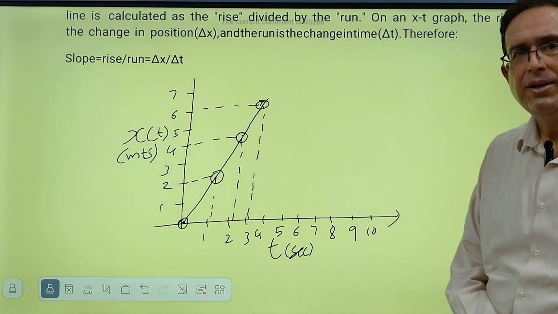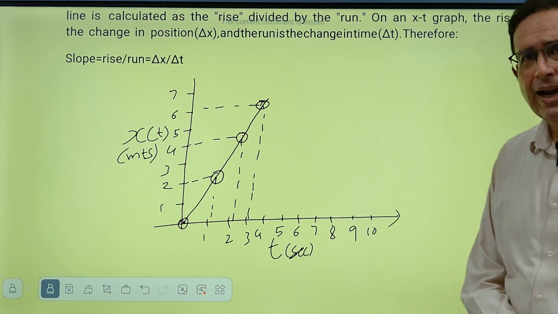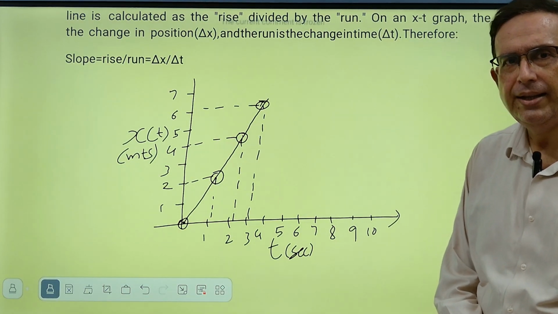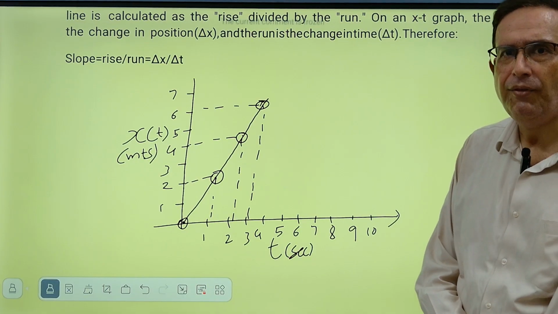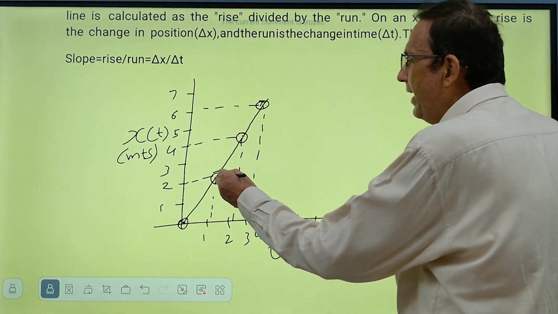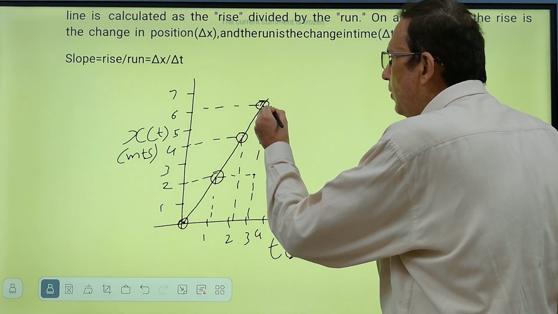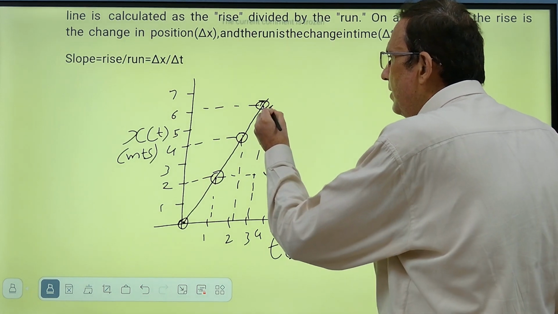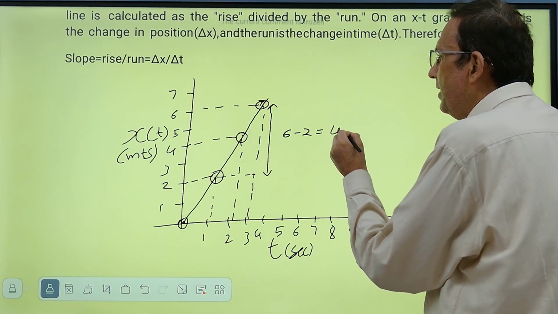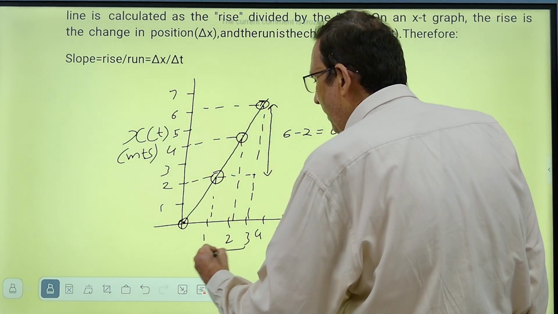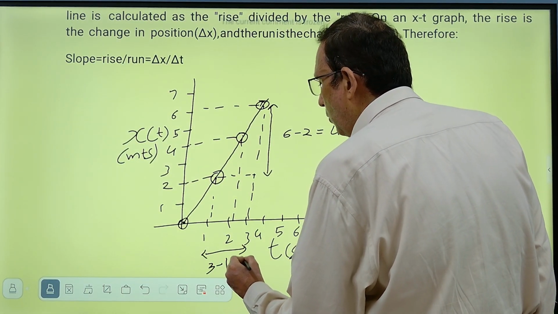So from this graph, you would know what the slope of this graph would be. It's a straight line graph which represents uniform motion, and in that uniform motion, the slope of the graph, which is equal to delta x by delta t, would give you the velocity of that object. Let us say we take delta x from here to here, which is equal to 6 minus 2, which is equal to 4 meters, and delta t for the same delta x is 3 minus 1, which is equal to 2 seconds.